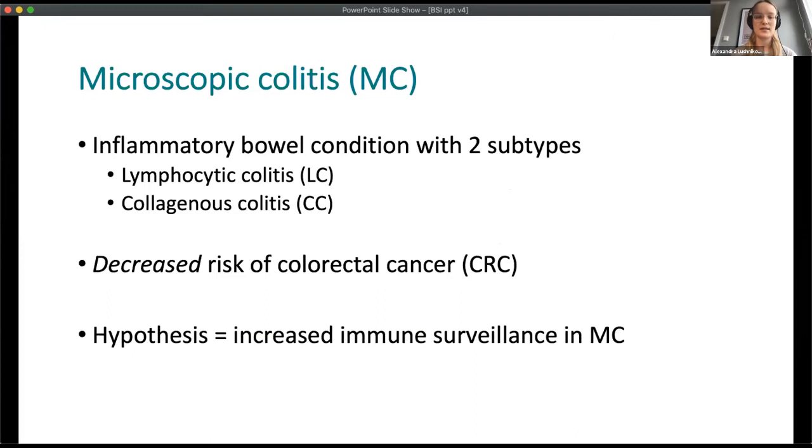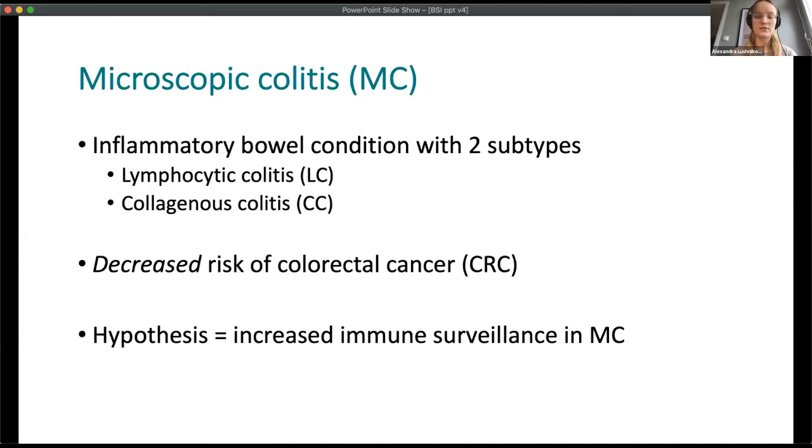So microscopic colitis is an inflammatory bowel condition that commonly affects older individuals and mostly females. The cause is still unknown, and the most common presenting symptom is chronic watery non-bloody diarrhea. When we look at the mucosa of patients with microscopic colitis, no significant changes can be seen. However, under the microscope, we can see that there are in fact two subtypes. We have lymphocytic colitis, in which there's an increase in the number of intraepithelial lymphocytes. And there's also collagenous colitis, in which the subepithelial collagen layer is thickened.